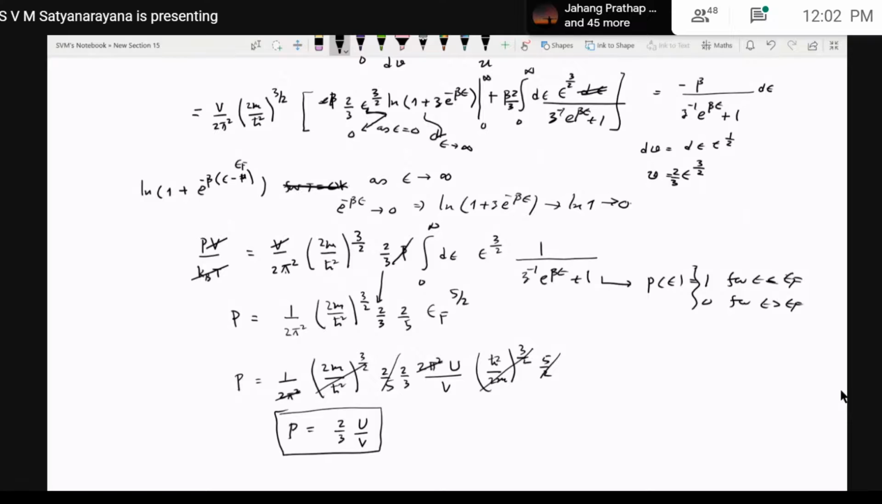Okay. So in general, I will leave this as an exercise for you to show that if you are assuming that your epsilon is proportional to some p to the power s, okay, this is the energy-momentum relation in some d dimensions, then you can fairly generally show that the pressure can be written as s divided by d into U by V. Okay, so I will leave it for you to try this.